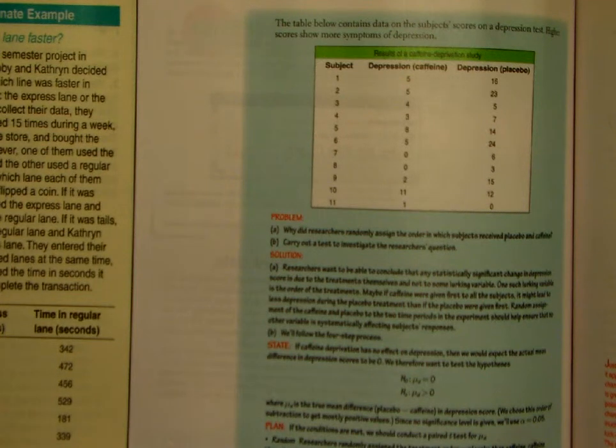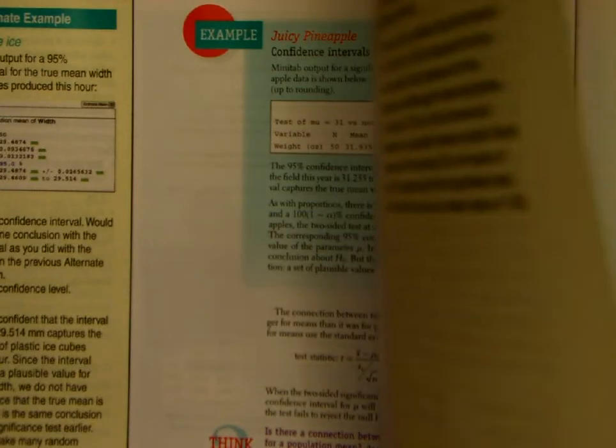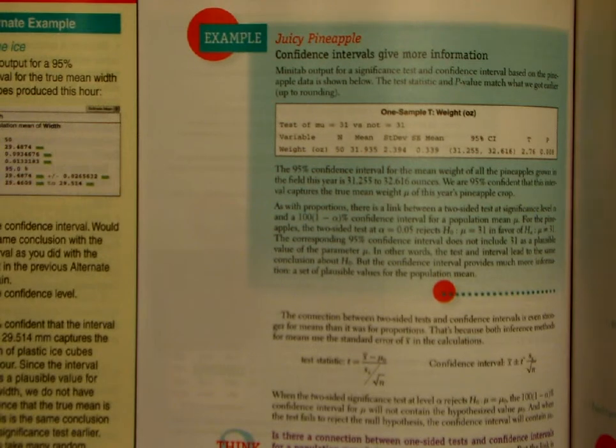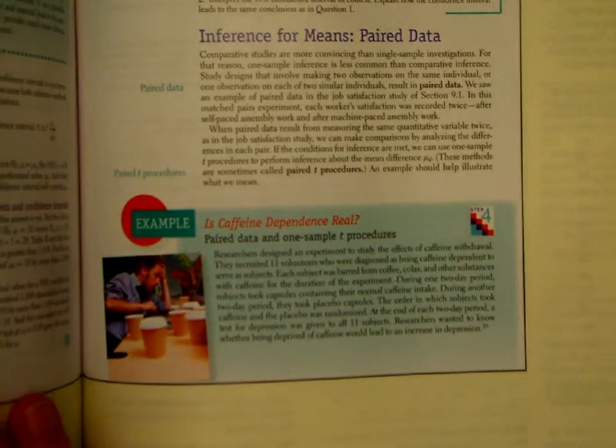Today I'm going to be doing a matched pairs t-test. I'm going to take this problem from page 577 of your book. It's titled, Is Caffeine Dependence Real? And just to set this up for you, it's at the bottom here.